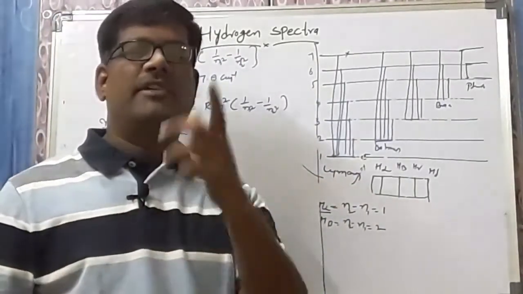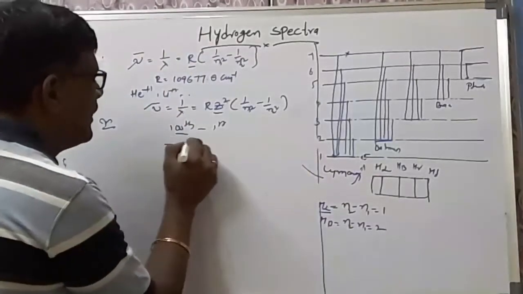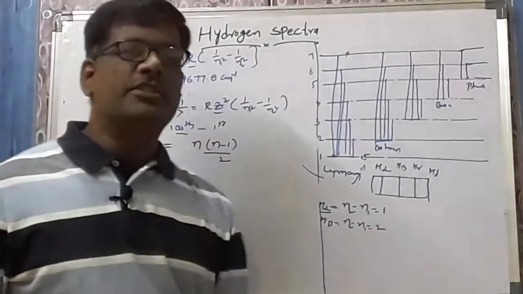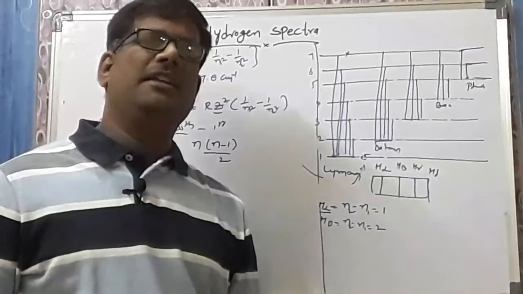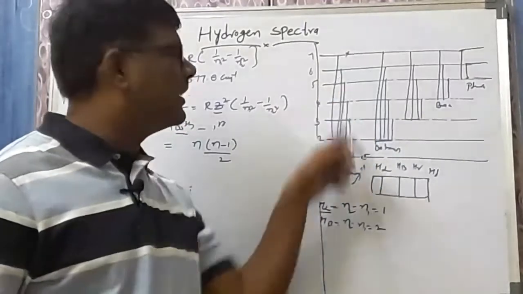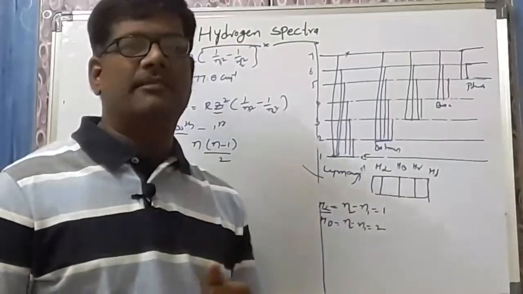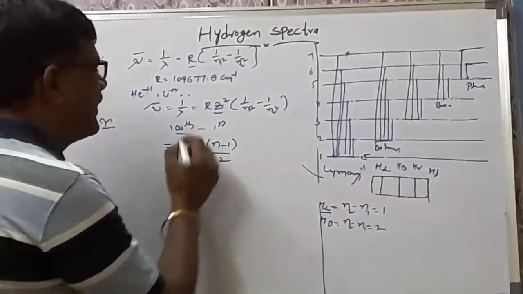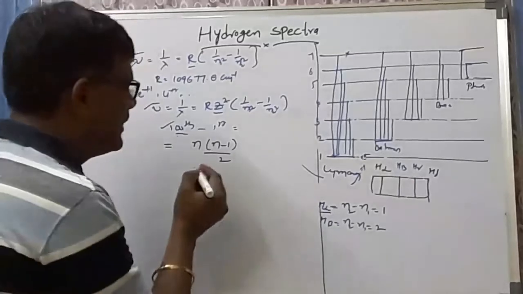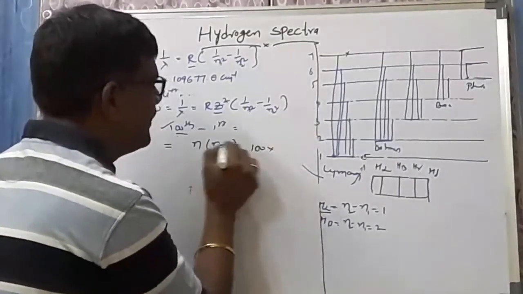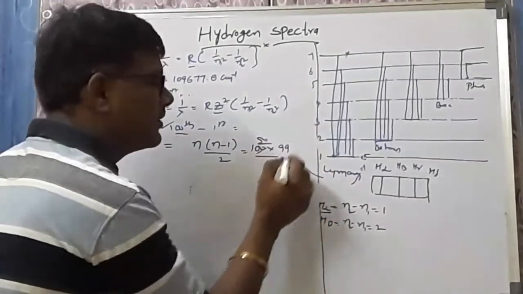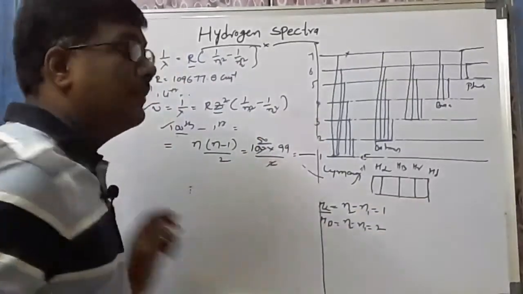How will we predict it? I will give you one shortcut. The number of lines is equal to n into n minus 1 by 2. Use it whenever an electron is present in any excited state and comes to the ground state. The number of transitions, or how many lines you will get, can be calculated using the formula n into n minus 1 by 2. For example, it is coming from 100 to 1. How many lines will you get? We cannot write them all out, so we use this principle. N is equal to 100. 100 minus 1 is 99, divided by 2. So you just multiply 99 by 50, and you will get the number of lines.